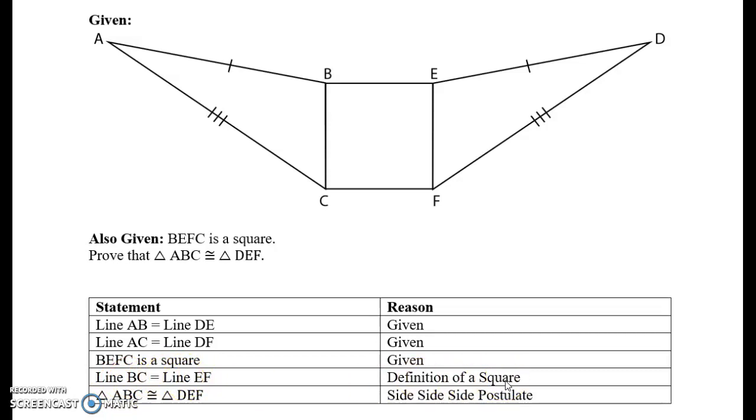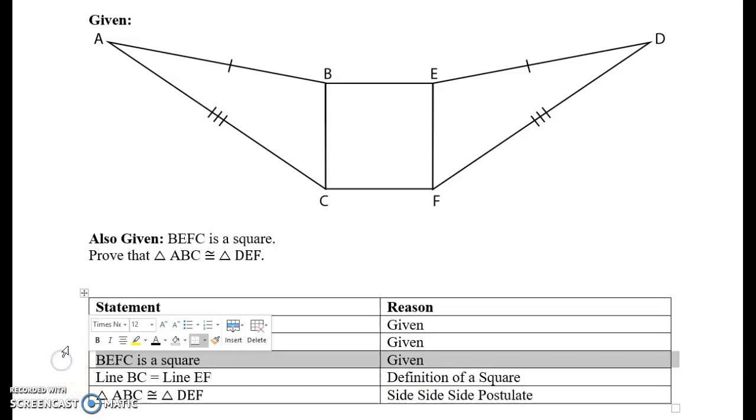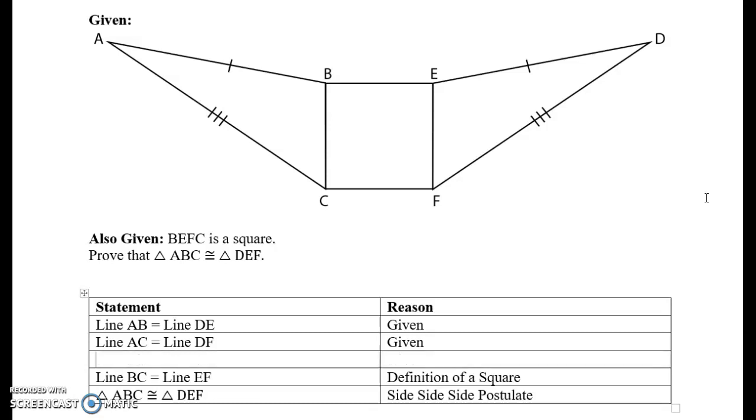But I want to refocus us on the importance of the given information, right? This is super critical. If you don't have that, you literally can't do this whole thing. If that's not there, all of a sudden this is meaningless. Line BC equals line EF, definition of a square. If we don't know that this is a square, by the way, it does not matter how much it looks like a square. You can hope, you can pray, but unless it specifically says it's a square, it's not a square, right? That's the rules.